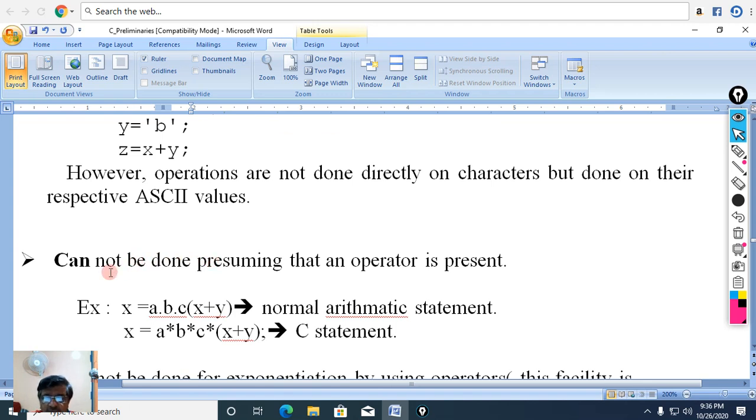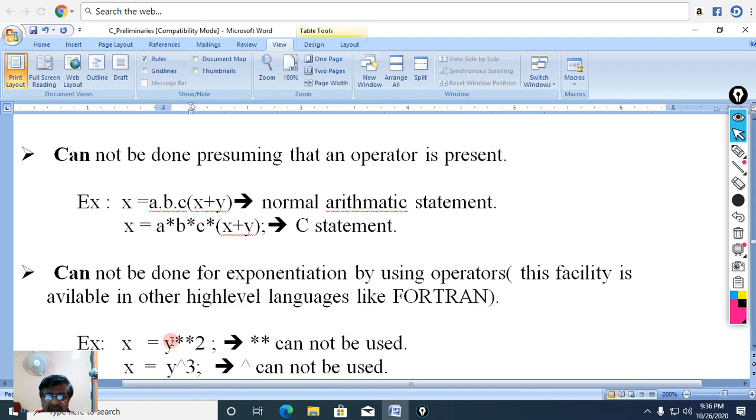You cannot do arithmetic operations assuming that an operator is present. You can never write something like A dot, B dot, C, x plus y, like we write in a normal notebook. The operators are to be exclusively mentioned in order to generate a valid arithmetic statement. This is correct: a valid arithmetic statement with a lone variable to the left hand side and an expression to the right hand side, terminated by semicolon. This semicolon will enforce this particular arithmetic statement to be executable.